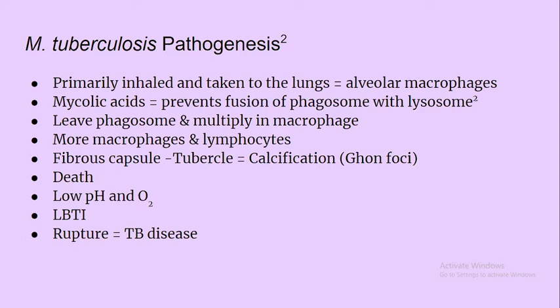And usually, especially in healthier people, this tubercle is formed. It's a fibrous capsule, and it creates this calcification called Ghon foci, which basically keeps the M. tuberculosis in check and doesn't really allow the M. tuberculosis to escape. And when the macrophage dies and the M. tuberculosis is released, it's still in this tubercle, and the pH is low and there's low oxygen. So eventually these particles die.